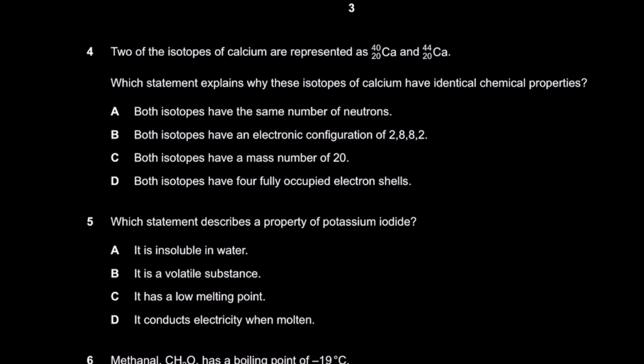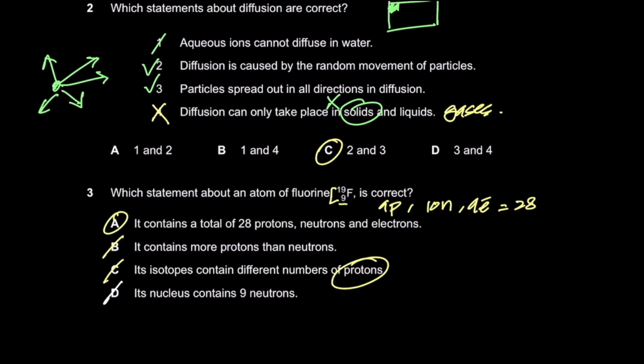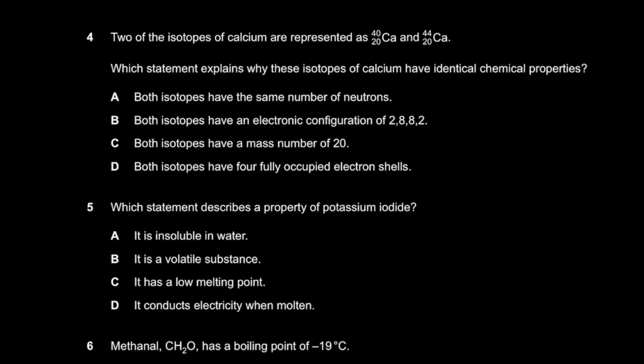2 of the isotopes of calcium, and that's why A is correct, although it's such a stupidly designed MCQ, to be very honest. 2 of the isotopes of calcium are presented as calcium 40 and calcium 44. Which statement explains why these isotopes of calcium have identical chemical properties? Remember, chemical properties depend on the valence electrons, or you could say it depends on the electronic configuration. If they have the same electronic configuration or same number of valence electrons, only then will they have identical chemical properties, right?